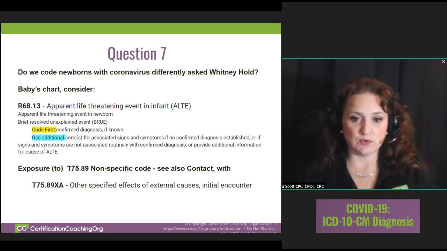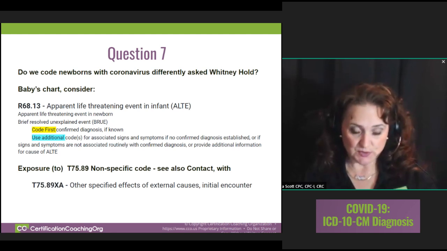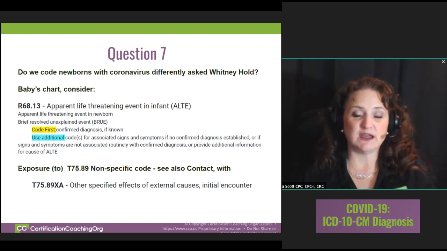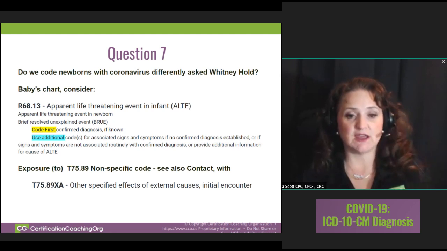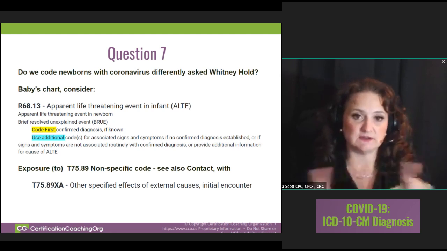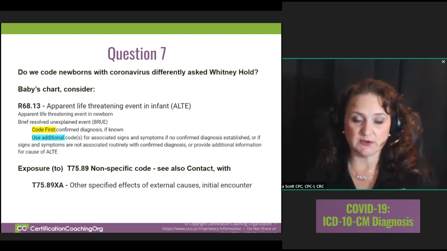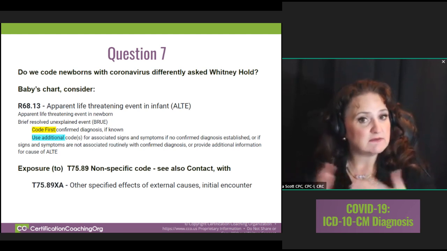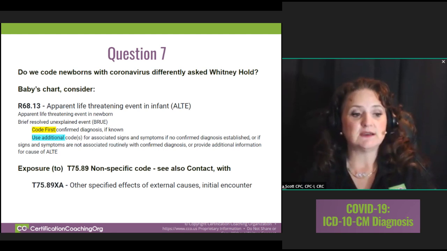Now, another code that is exposure to a communicable disease is the T75.89. And the A is for initial encounter. You go to exposure and then you go down to 2 and then it goes to communicable. And then it tells you to use this code. So, these might be other options that are available to you.